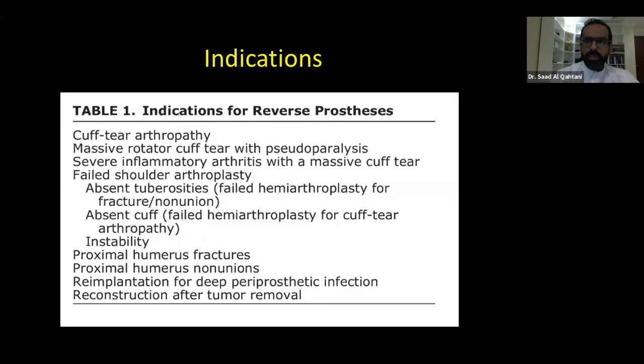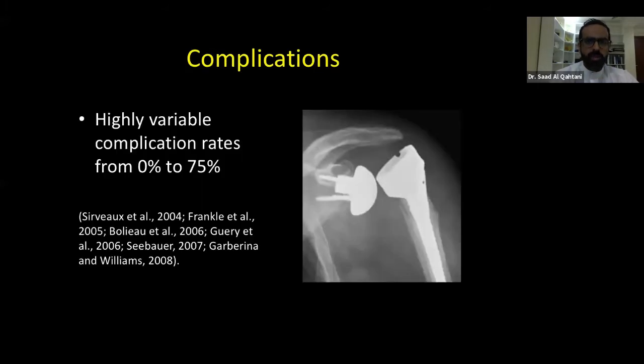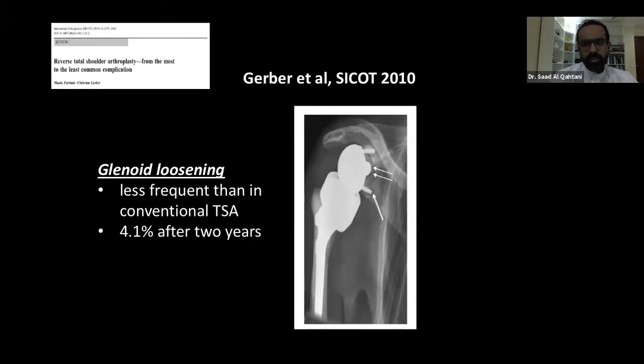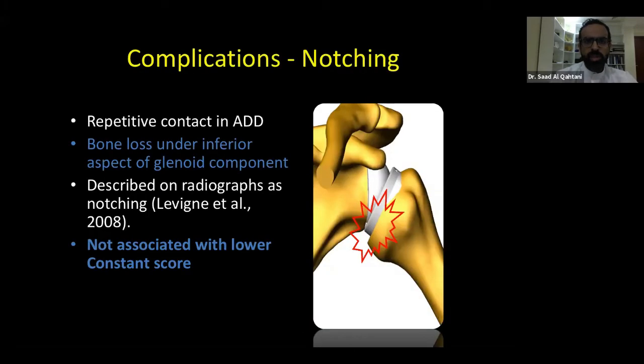As Usama said at the beginning, the most common indication, or what the implant was actually designed for, was rotator cuff arthropathy, but over time, the indications for reverse increased to fracture, massive cuff with pseudoparalysis, rheumatoid arthritis, and so on. Complications are highly variable, ranging from 0 to 75. Instability was one of the most common. Others are infection, acromial fracture, and neurodeficit due to lengthening. There is some evidence of loosening, and it's mainly due to notching, which is due to repetitive movement in adduction and friction.